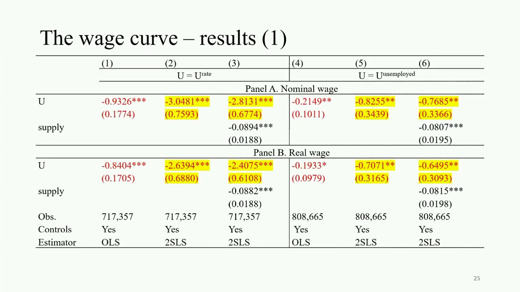So what do we find when we do the analysis of the wage curve? We find that no matter what we do with our specification, whether we control for labor supply, or whether we use the OLS estimator or the IV estimator, we still observe the negative link between wage and unemployment.